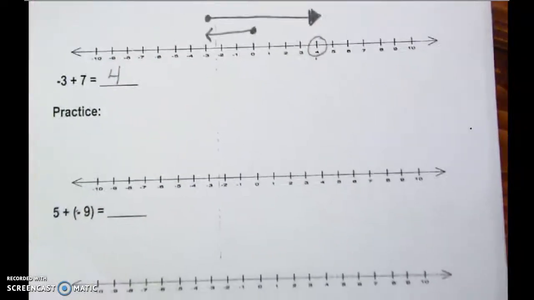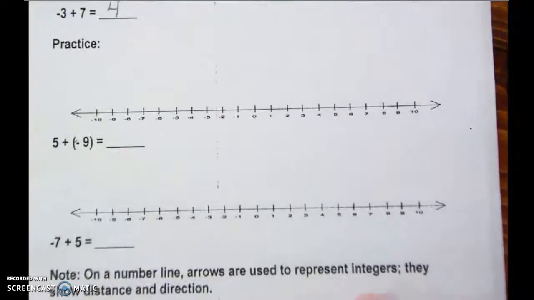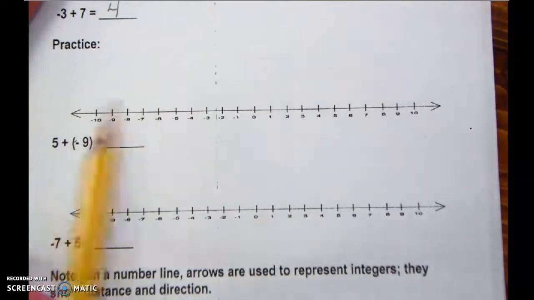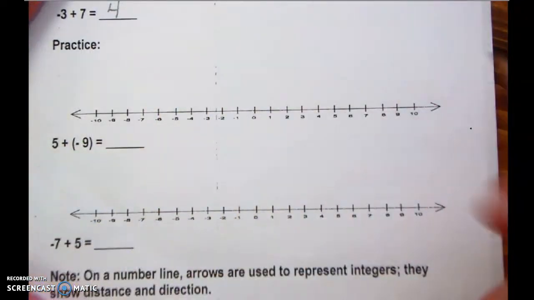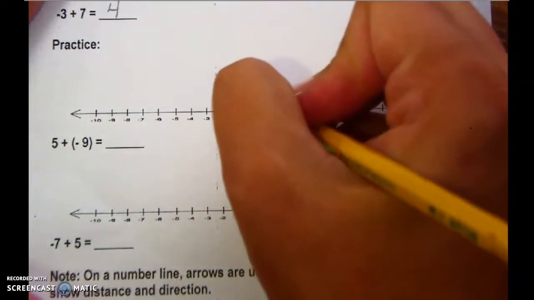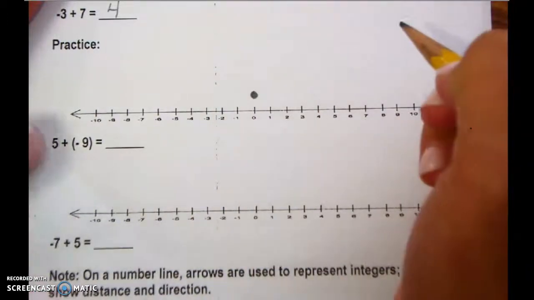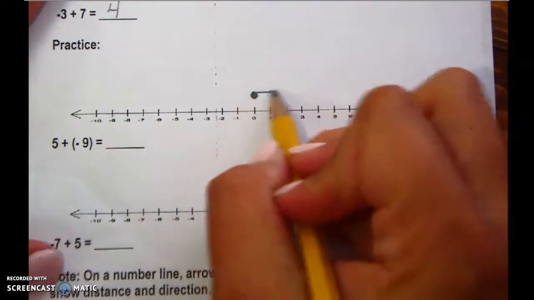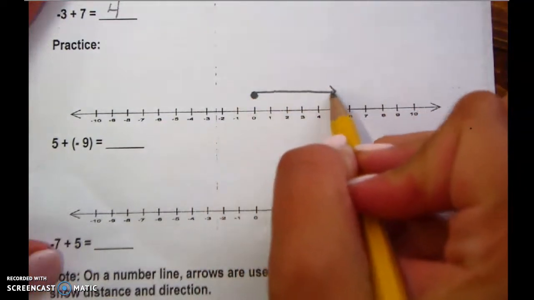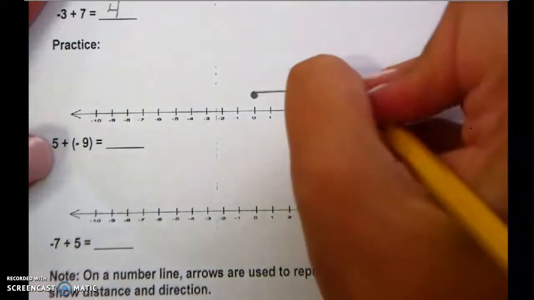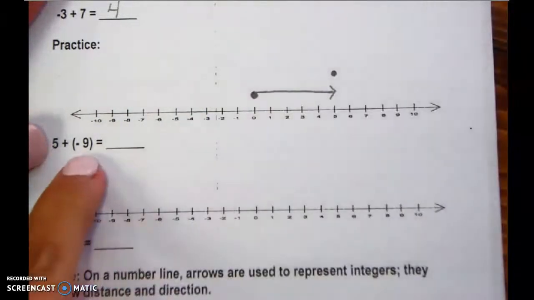Alright, some practice. We have the problem 5 plus -9. Just like the other one, what you will always do is start at 0, so you always put your dot above 0. We're going to work left to right, so we read 5. So we're going to go over to +5. You draw your arrow to +5. Okay? Then above 5, we'll do our next arrow, and we're going to go back to the left.